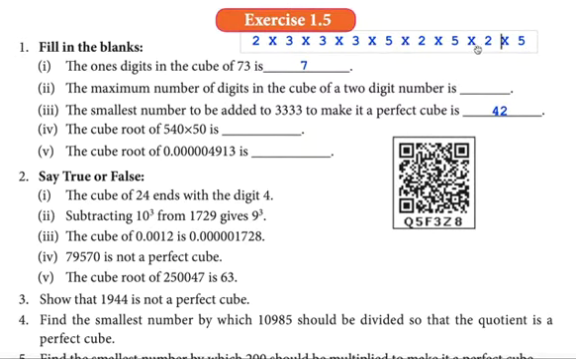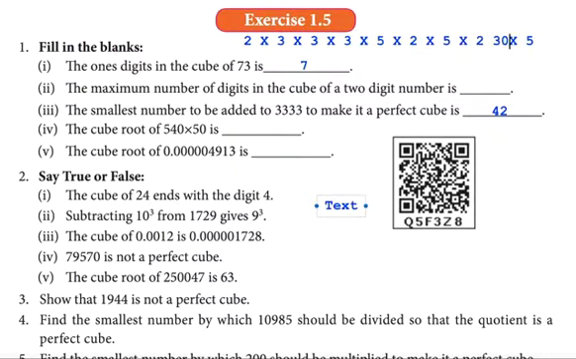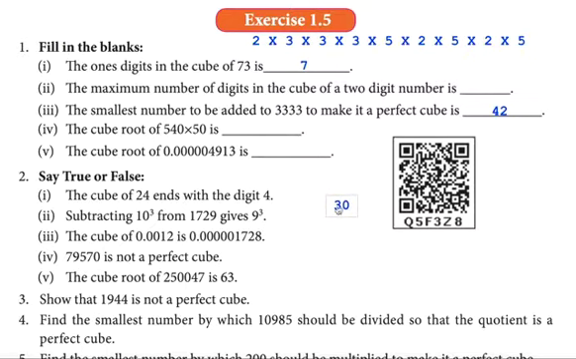How many 2s are there? 3 2s are there. How many 3s are there? 3 3s are there. How many 5s are there? 3 5s are there. So 1 2, 1 3, 1 5 has to come. So the answer is 30. This is how you have to proceed. Cube root of this, again you do prime factorization. 4913.